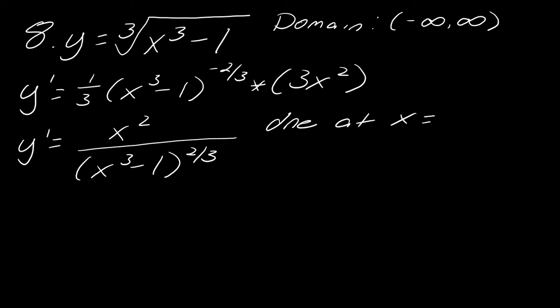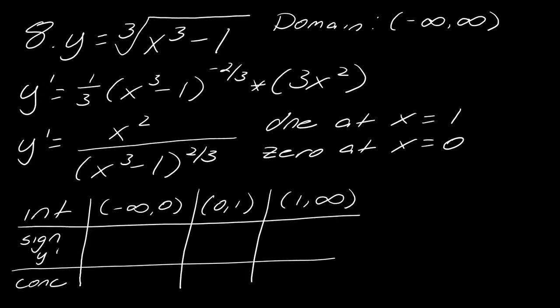This first derivative does not exist at x equals 1. If I plug 1 into this, I will get a 0 in the denominator. And then this will equal 0 at x equals 0. So those are my 2 critical points. And now I can set up my table, so I'll go ahead and do that. Okay, and you can double check that your table matches mine. I just wanted to pop that on the screen to save time.